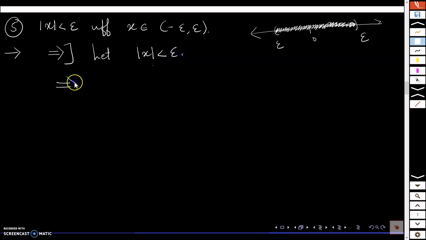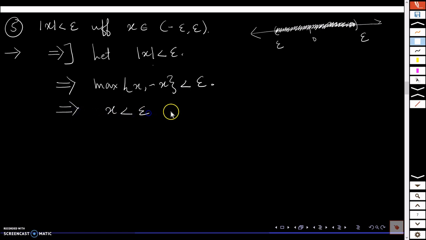Okay, so mod x is the maximum of x and minus x. That means this is strictly less than epsilon. If the maximum of these two numbers is less than epsilon, then both these numbers are less than epsilon. So this will imply x is less than epsilon and minus x is also less than epsilon, because their maximum is less than epsilon. So the biggest one is smaller than epsilon. The other one will be less than the maximum. That also has to be less than epsilon, right?